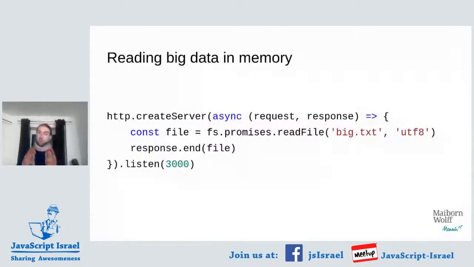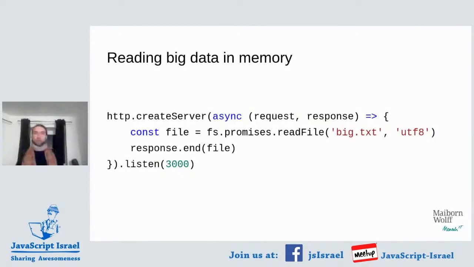And when we read very big data in memory, for example, when you have an HTTP server, this can also be an issue. I've seen this code really frequently. It's something very, very simple. Imagine you have a file that is like 5 MB big. It's not that big, right?